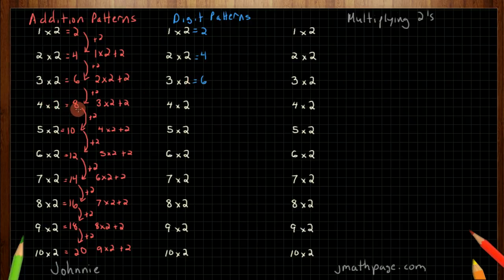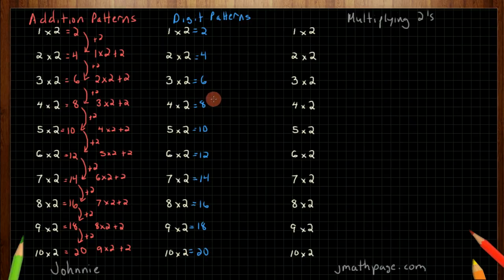4 times 2 equals 8. 5 times 2 equals 10. 6 times 2 equals 12. 7 times 2 equals 14. 8 times 2 equals 16. 9 times 2 equals 18. And 10 times 2 equals 20.